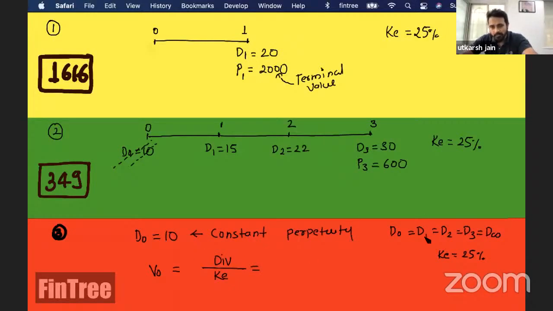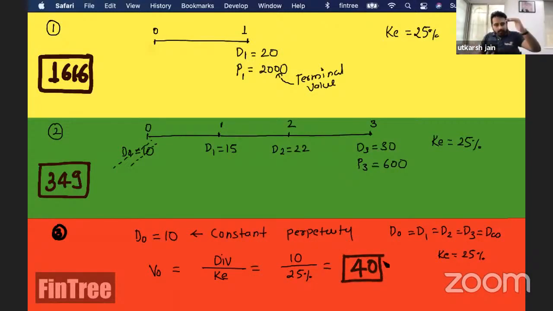Can you guys please do this and give me an answer here? Can you help me out with the calculation? It would be 10 divided by 25 percent. Tell me how much is this number? 10 divided by 25 percent, how much is this number? Correct. The number is going to be 40. So your next answer is 40.